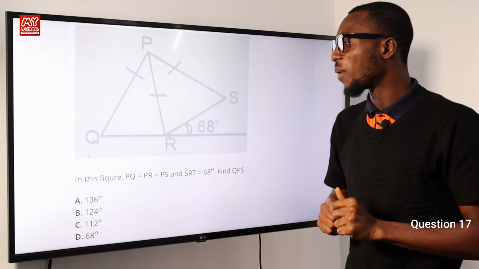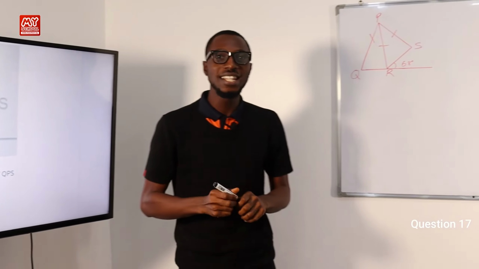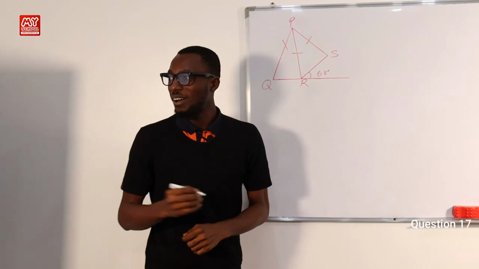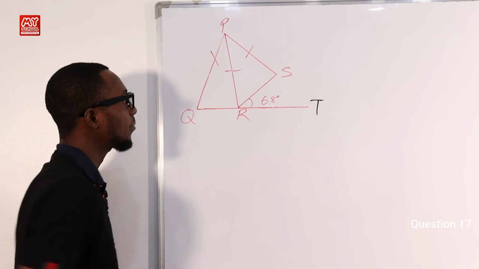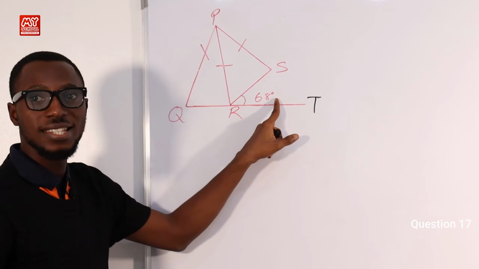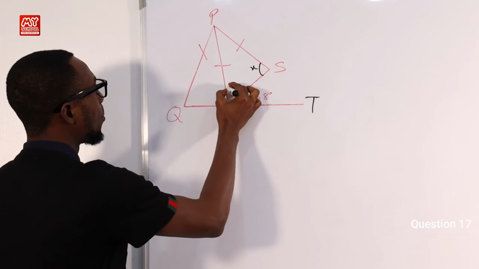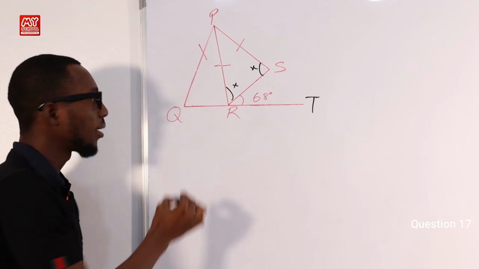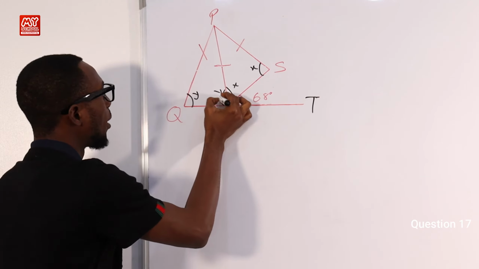So let's go to the whiteboard and proffer a solution to the question given to us. So we can see that SRT, rather from here, this is T, SRT is 68. So I can mark this angle as X, the angle here as well as X. I can identify here as Y, this same angle here as Y.